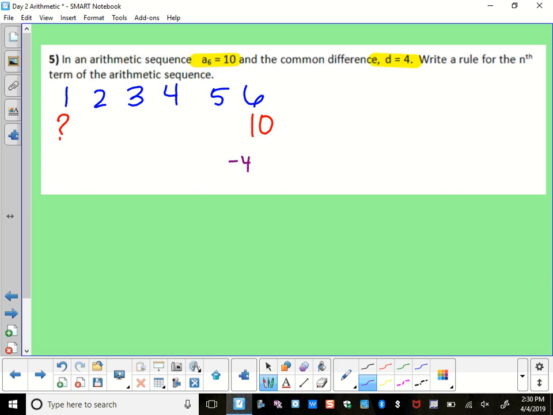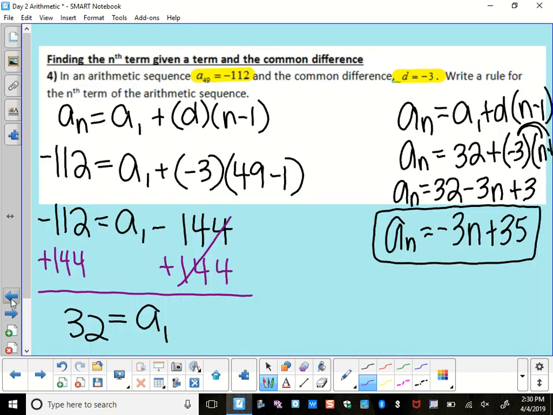What's 6 minus 4? What's 2 minus 4? What's negative 2 minus 4? That would be negative 6. What's negative 6 minus 4? That would be negative 10. So what's my first term? Negative 10. Do you see how we just found the first term without doing this whole left side?